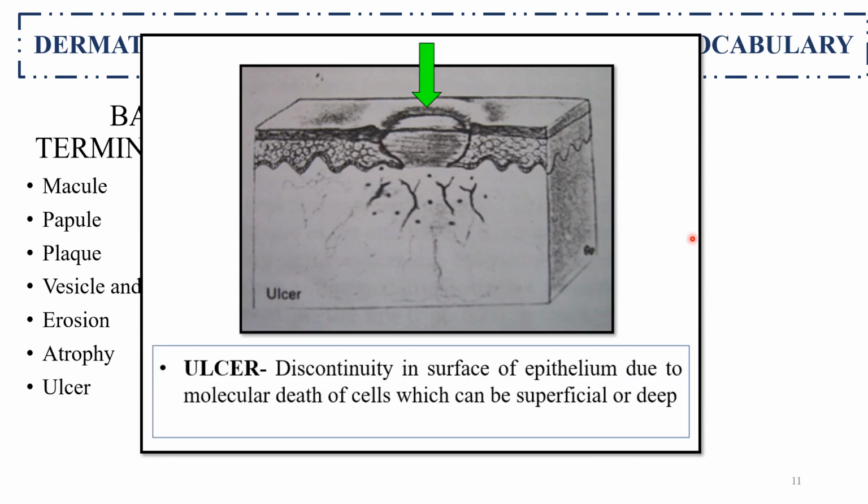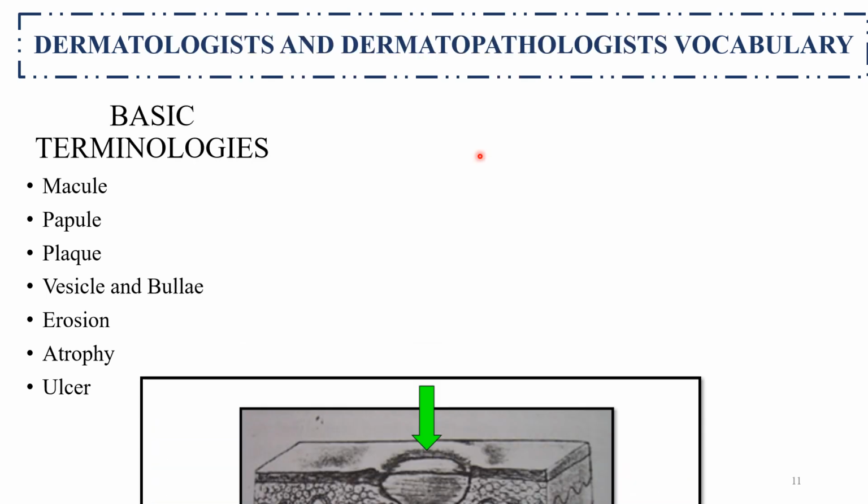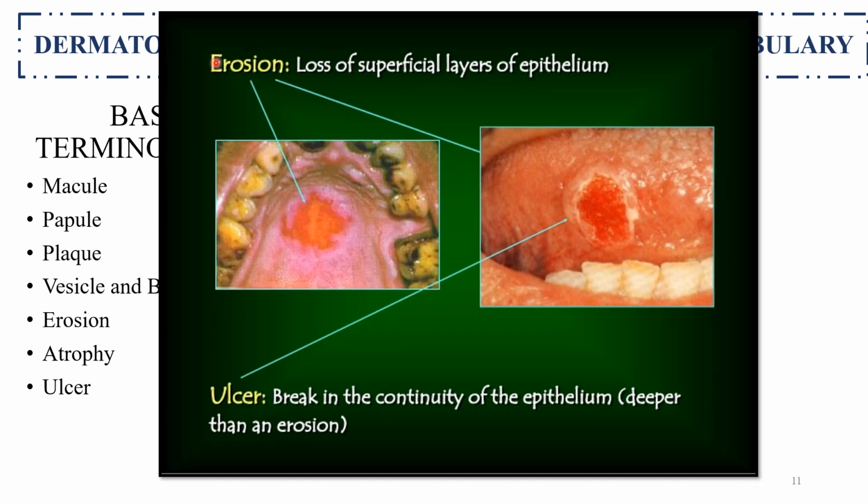So an ulcer is formed due to discontinuity or breakage in the continuation of the epithelium, and this ulcer can be either superficial or deeper. If we compare erosion and ulcer, erosion is always loss of superficial layers, whereas the epithelium is still continuous, whereas the ulcer is complete breakage in the continuity of the epithelium.